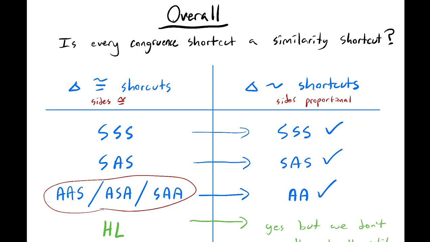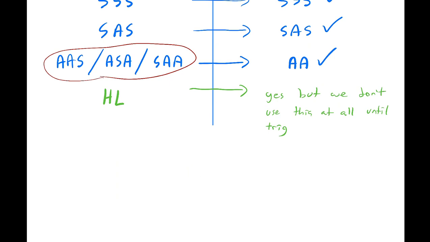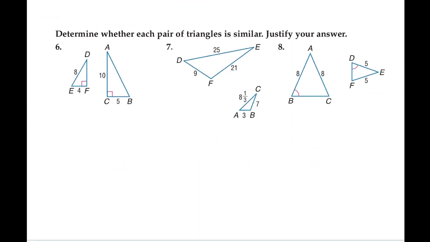Now HL, yes, but we don't use this at all until trig. But you could just use the Pythagorean theorem now, right? And I'll actually do a problem like that in just a minute. So if we want to check if 2 HL things are similar, we could just use the Pythagorean theorem. So let's actually do that problem. I think it's down right here.